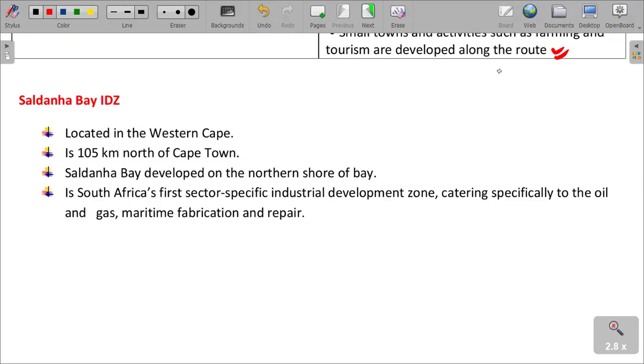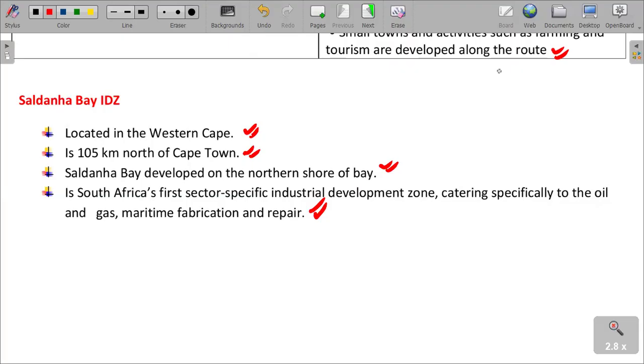So we have got the Saldanha Bay IDZ. It is located in the Western Cape. It is 105 kilometers north of Cape Town, developed on the northern shore of the bay. It is South Africa's first sector-specific industrial development zone, catering specifically to oil and gas, maritime fabrication and repair.